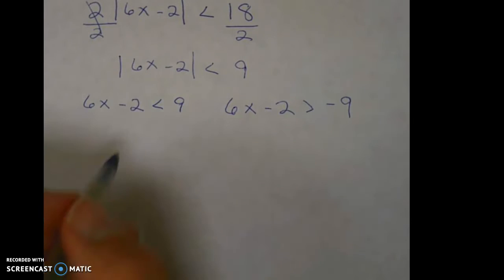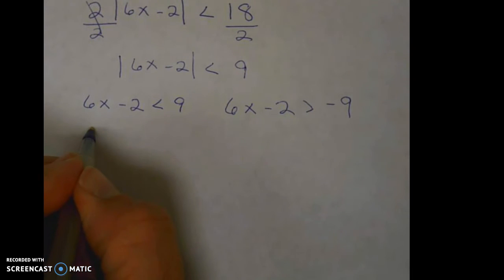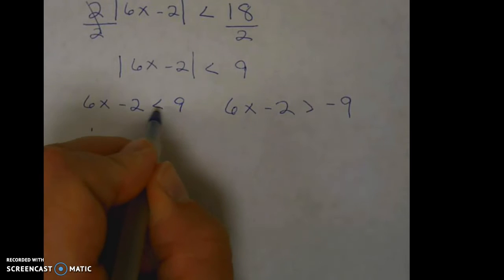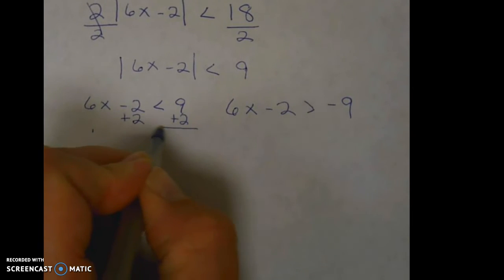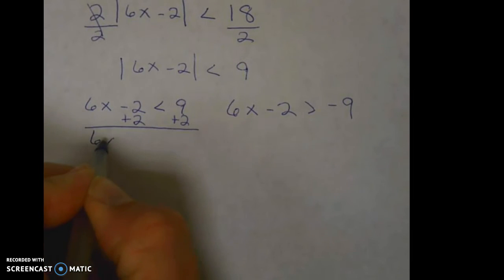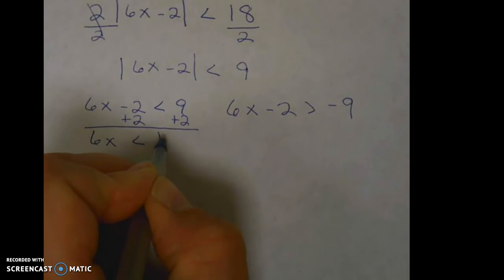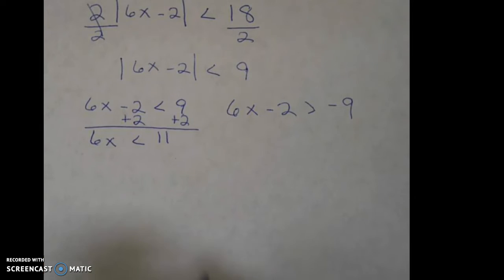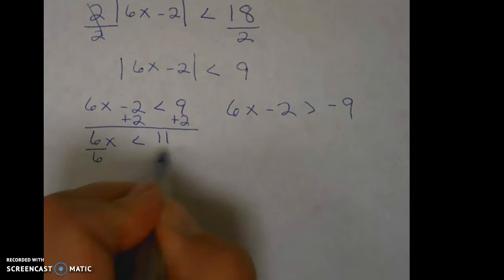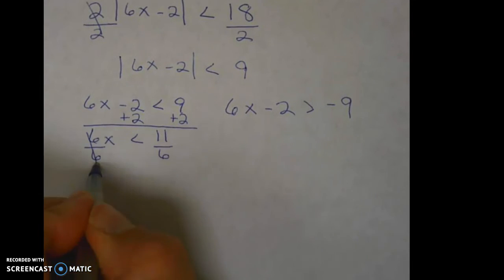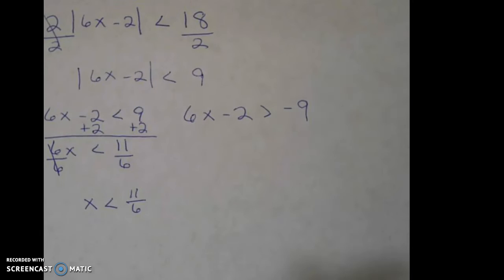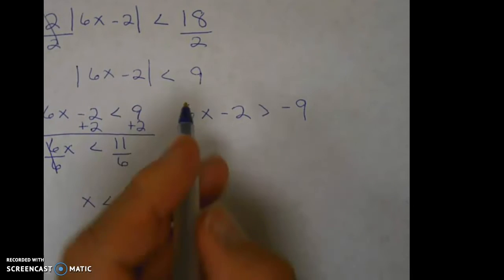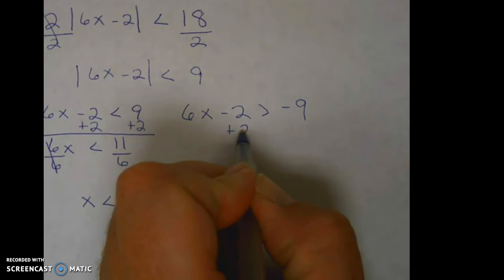Okay, now we're going to go ahead and solve. So adding 2 on both sides. So 6x is less than 11. Dividing by 6. X is less than 11/6. Solving the other inequality.